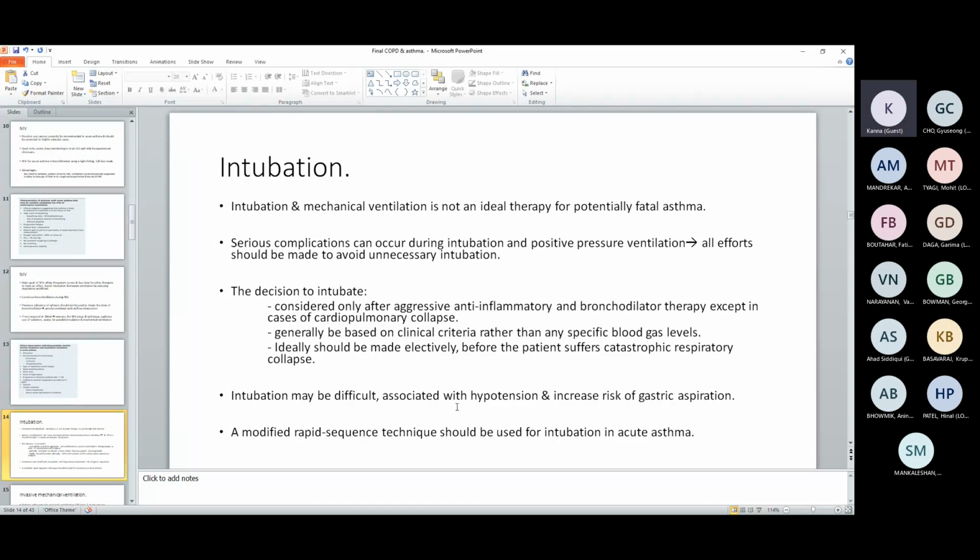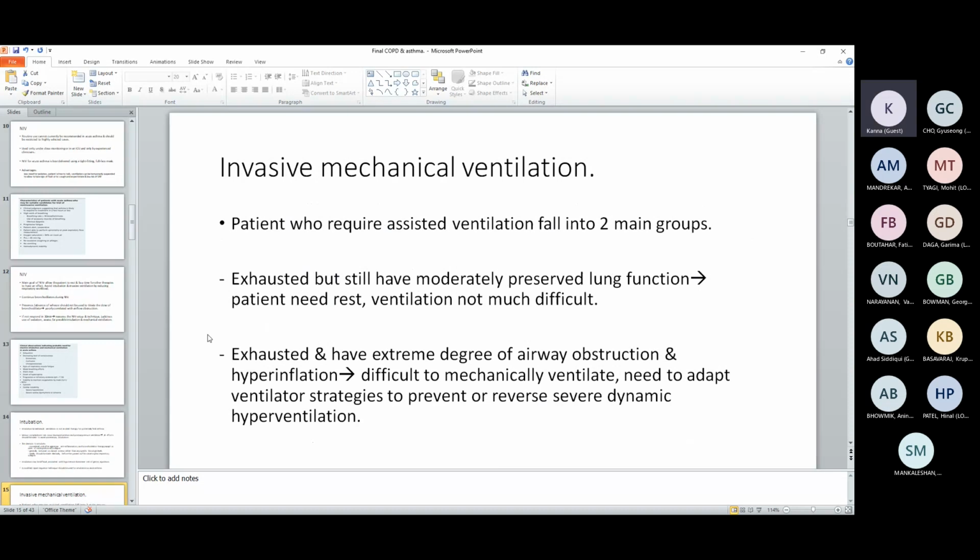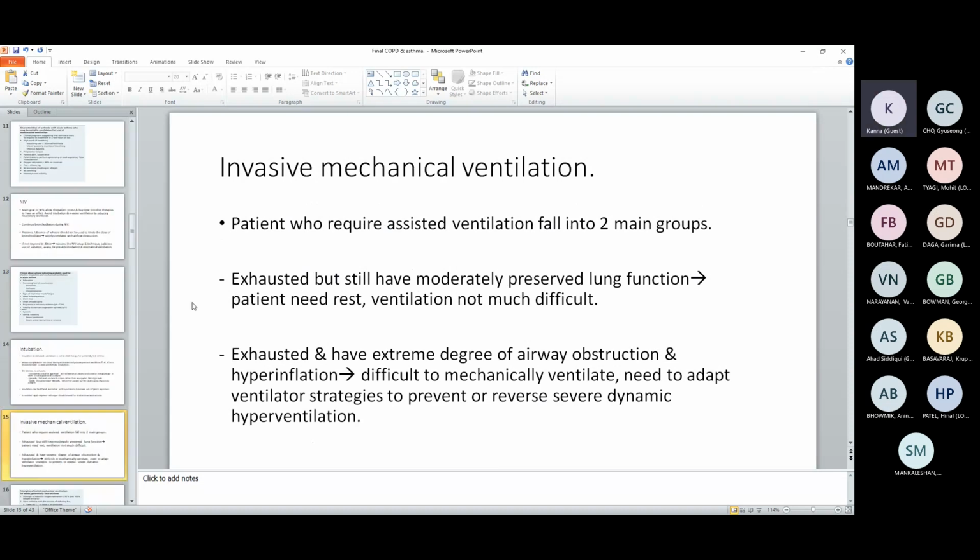Intubation is also associated with hypotension and an increased risk of gastric aspiration. So if we plan to do the intubation, it should be done with a modified rapid sequence induction. We can use ketamine because it has a bronchodilatory effect, or we can use propofol with a muscle relaxant. After the intubation, we should decide about the mechanical ventilation.